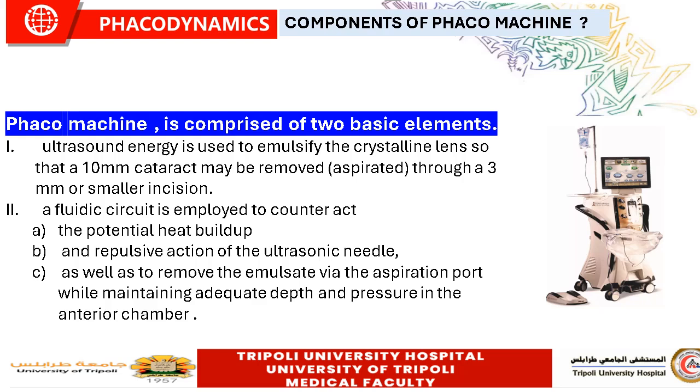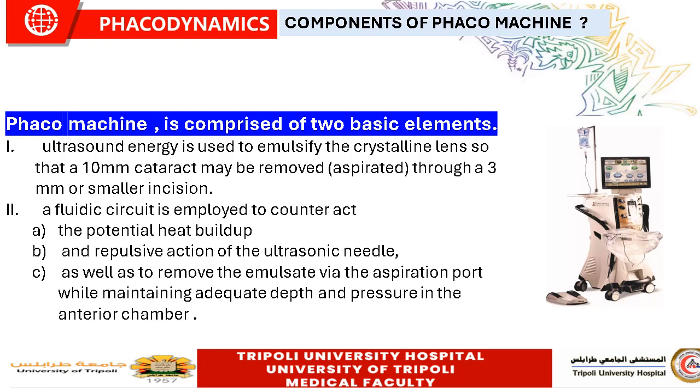The second use of the fluid circuit is to counteract the repulsion effect that is associated with traditional ultrasound, that's the longitudinal ultrasound. When we speak about the types of ultrasound, the main one is the traditional, the longitudinal jackhammer effect of the ultrasound. This will create a repulsion to the lens fragments. To ensure good attraction of the lens fragments to the phaco needle, one of the fluid circuit's jobs is to counteract the repulsion effect of the ultrasound.